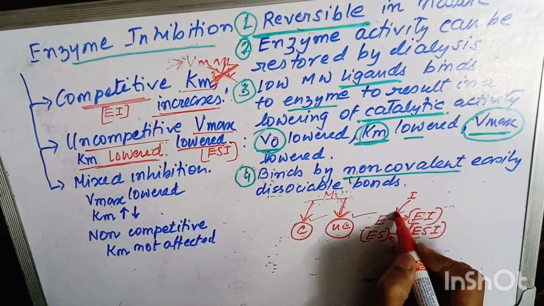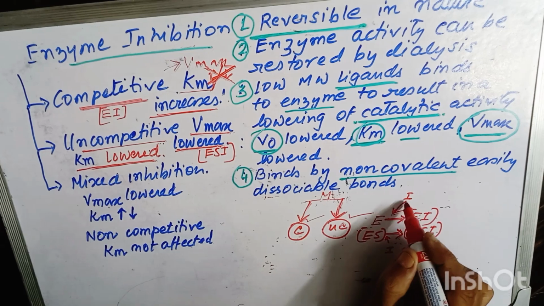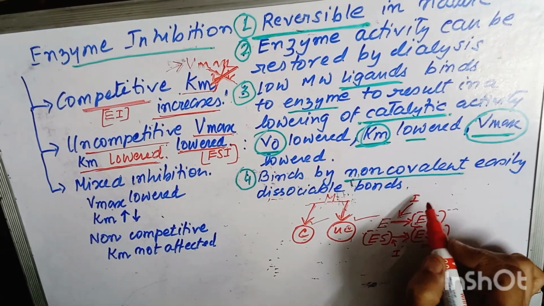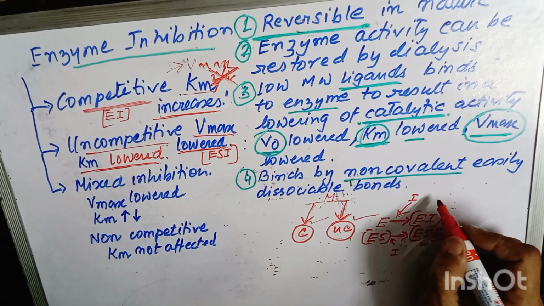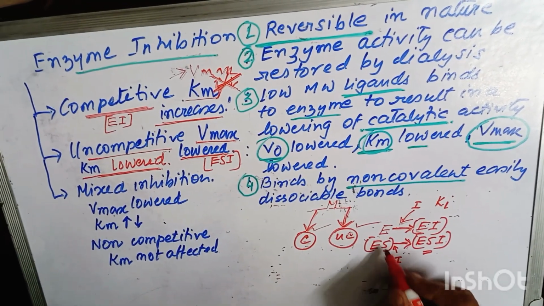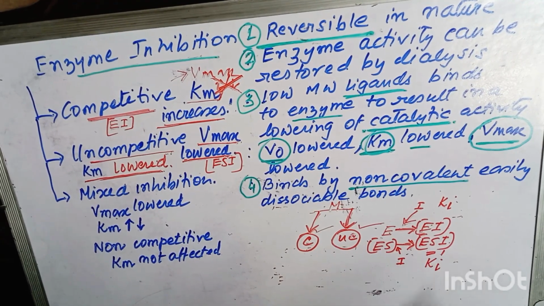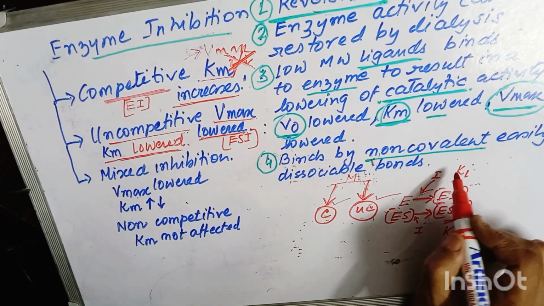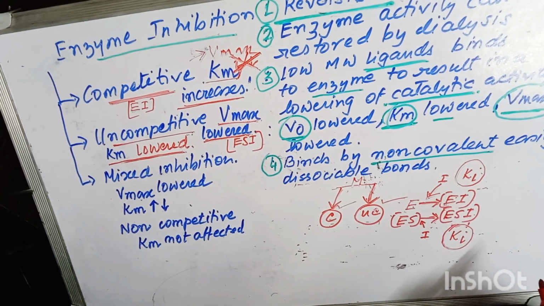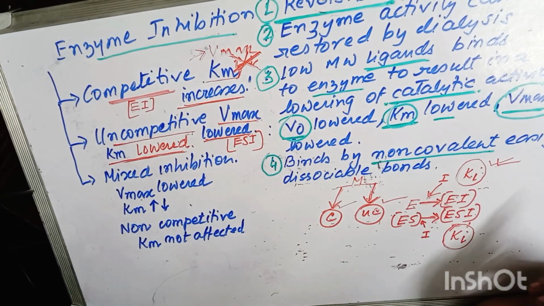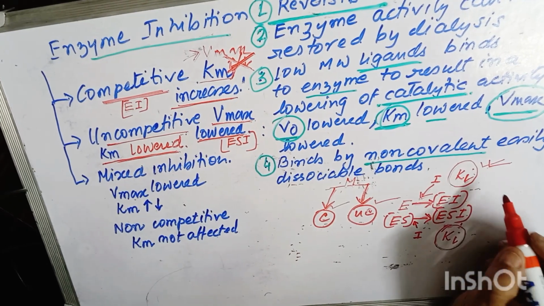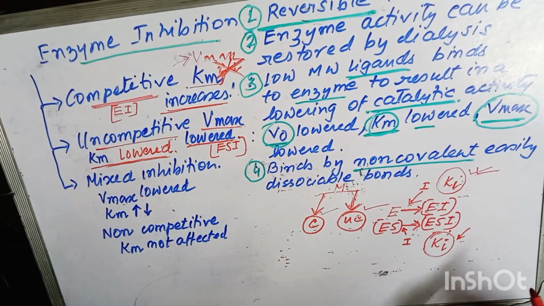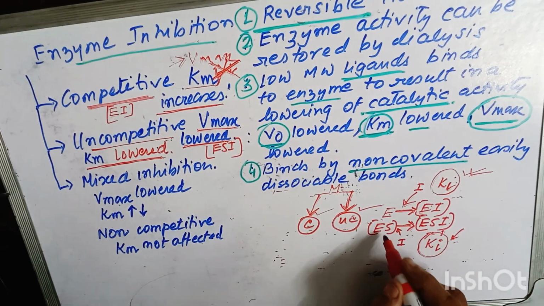Anyway, for now you can stay on this point that the inhibitor can bind to the free enzyme, and it can also bind to the enzyme substrate complex to form the ternary ESI, and it has different rate constants. If the inhibitor binds to the free enzyme, we say that the rate constant is Ki. If the inhibitor binds to the ES complex, we say that the rate constant is Ki dash. So these are the different rate constants of the inhibitor binding. There are two types of rate constants that we will consider in case of mixed inhibition. Ki is like competitive inhibition, where the inhibitor binds to the free enzyme, and Ki dash is like uncompetitive inhibition, where it binds to the ES complex.